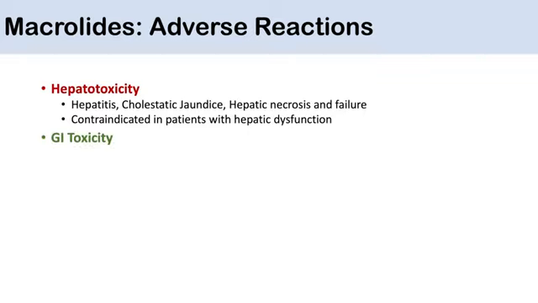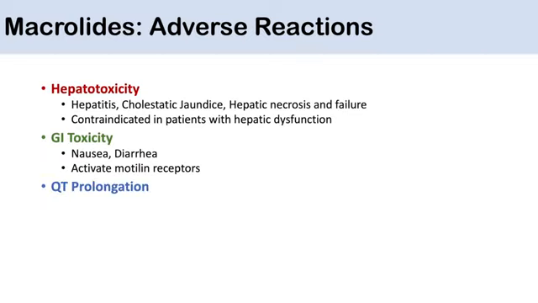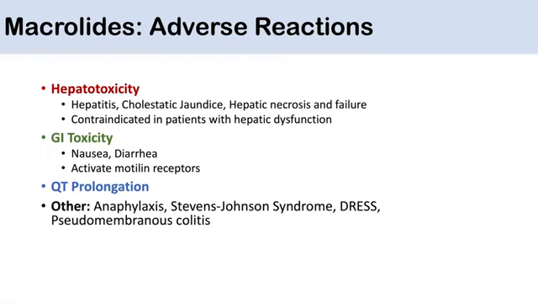Some other adverse reactions to macrolides includes GI toxicity, which causes nausea and diarrhea, and it does this through activating motilin receptors. Macrolides can also cause QT prolongation, so we want to avoid using macrolides with other QT prolonging drugs. And macrolides are associated with other adverse reactions, including anaphylaxis, Stevens-Johnson syndrome, DRESS or drug reaction with eosinophilia and systemic symptoms, and pseudomembranous colitis, so a C. diff infection.